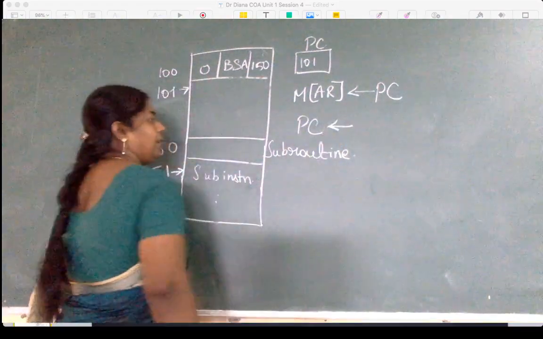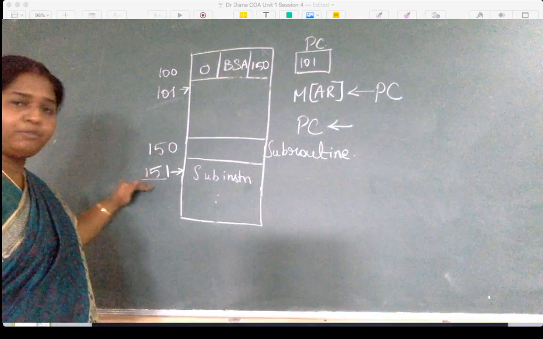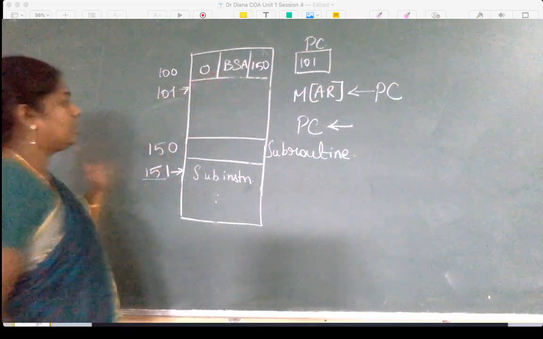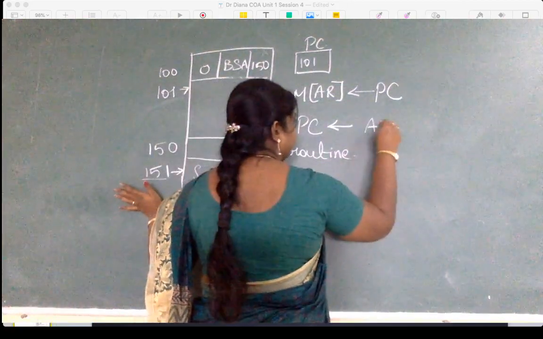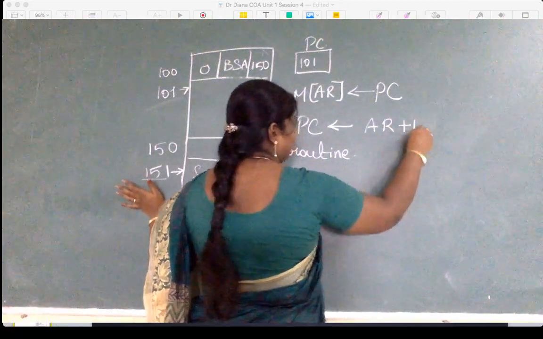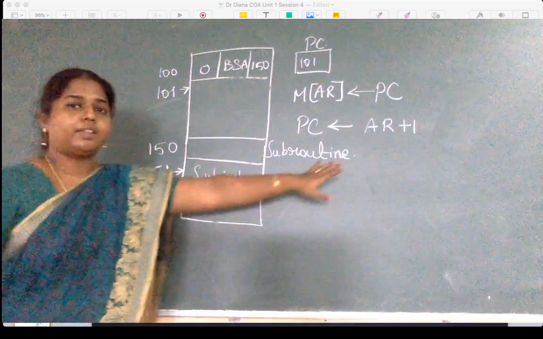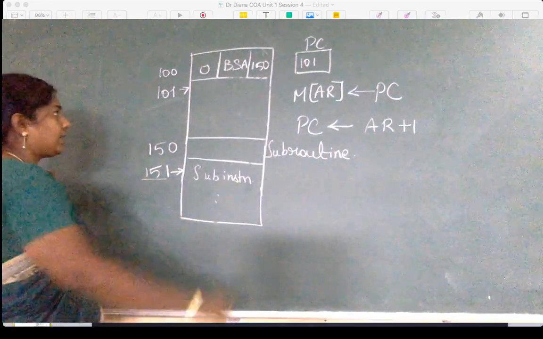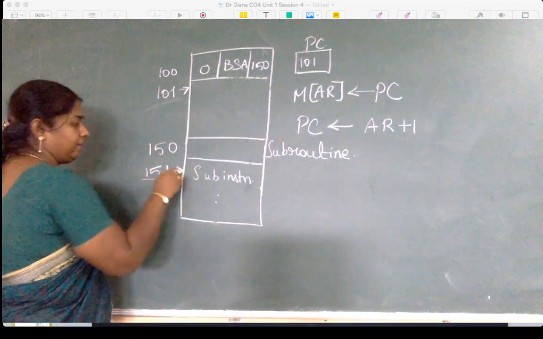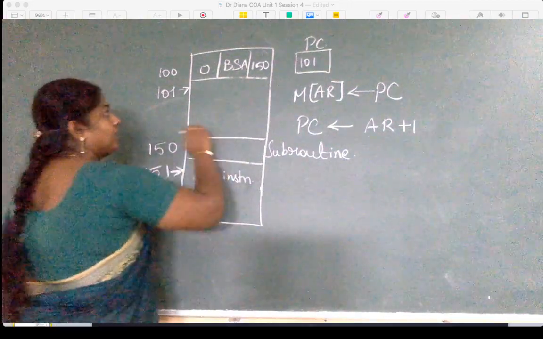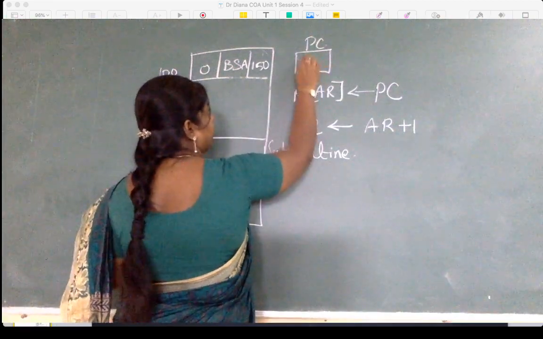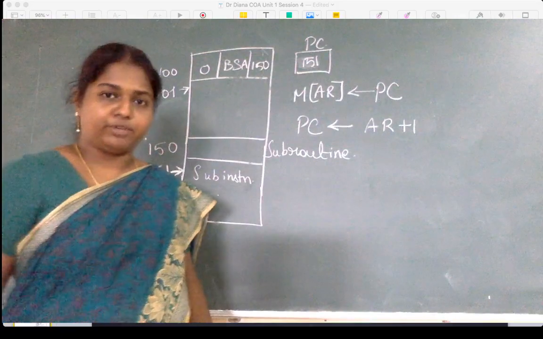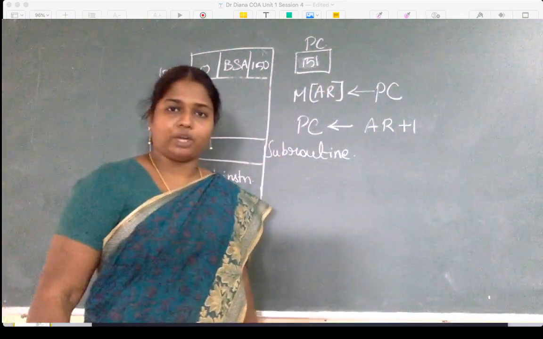PC, I have to put the value 151 in PC. 151 is not available. So what I do is, I increment the value of the address register and then put it inside the value of program counter. So it will understand that it should send the control here. So the next instruction to be executed will be found at location 151. So that's how we update the program counter.